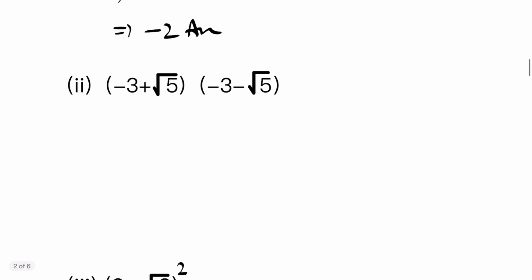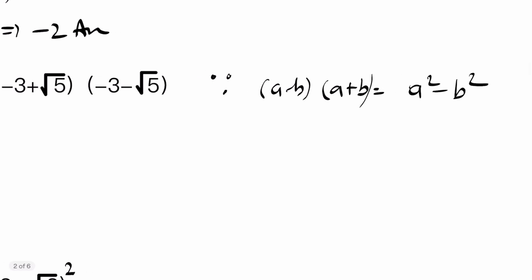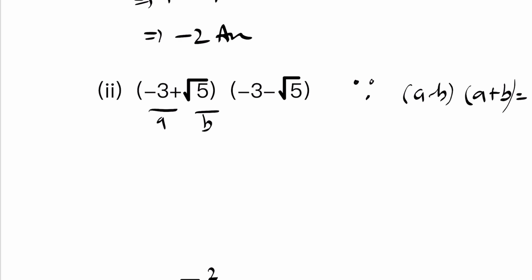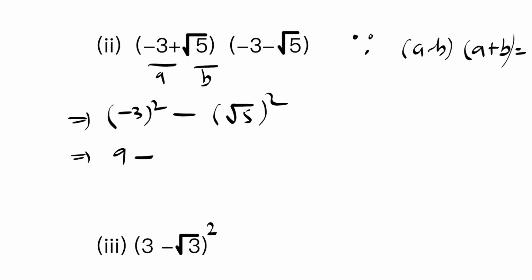Again, this is a plus b and a minus b, so we can write a minus b and a plus b is equals to a square minus b square. So this is a and this is b. Now a square is equals to 3 square and minus b square is equals to root 5 square. So this is 9 minus 5. This will become 4.